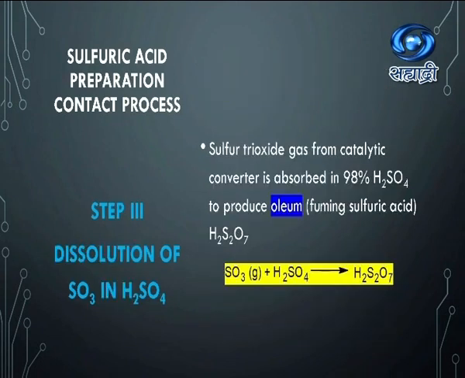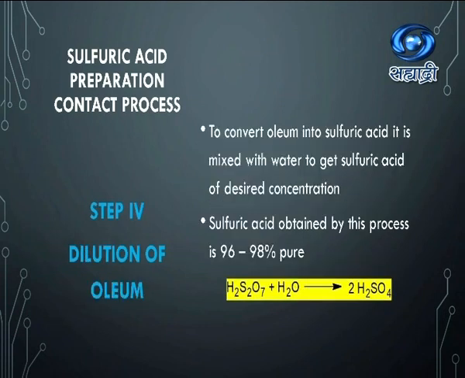In step 3, dissolution of sulfur trioxide in sulfuric acid. Sulfur trioxide gas from the catalytic converter is absorbed in 98% H2SO4 to produce oleum. Oleum is fuming sulfuric acid. Formula is H2S2O7. So this sulfur trioxide gas is converted into oleum.